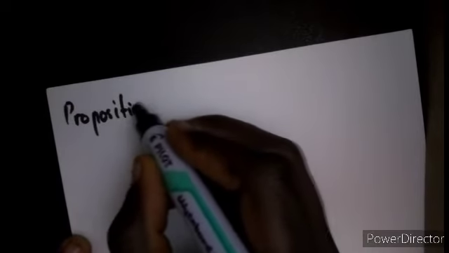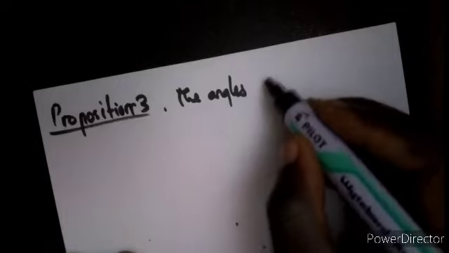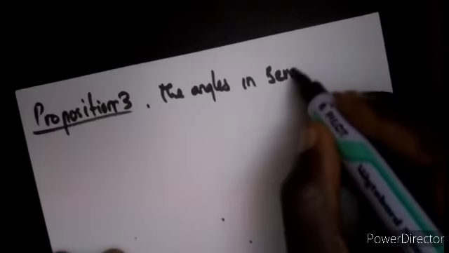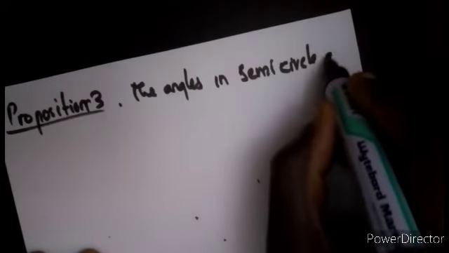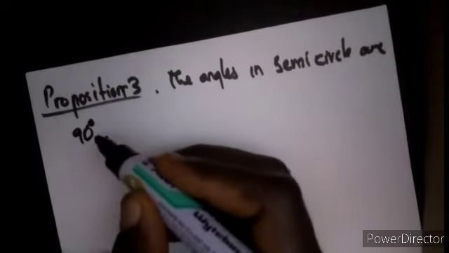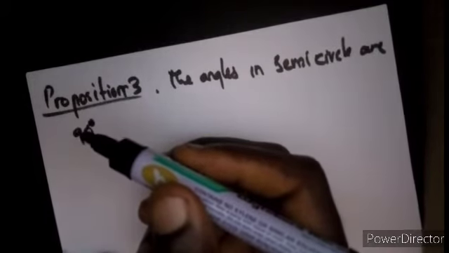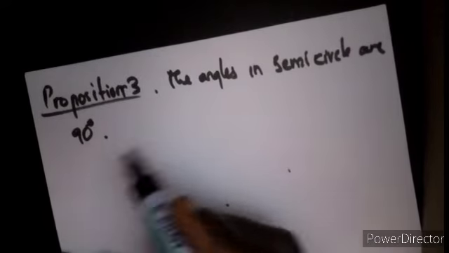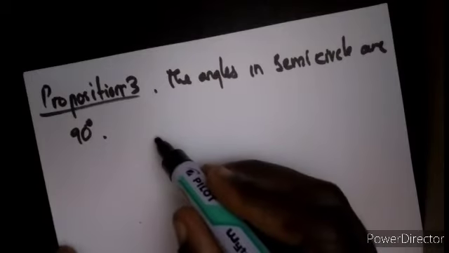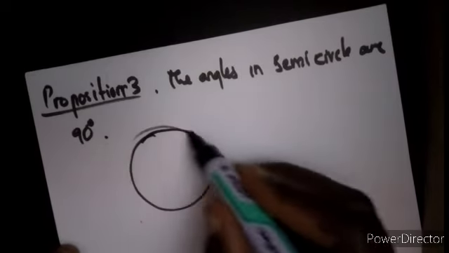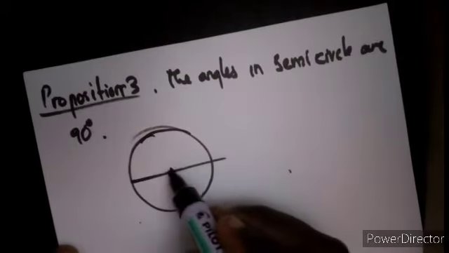So proposition 3. Proposition 3 is simple. It says that the angles in a semicircle are 90 degrees. That's the angle subtended by this arc. Let me show you. So I said this is the center and this is the diameter.